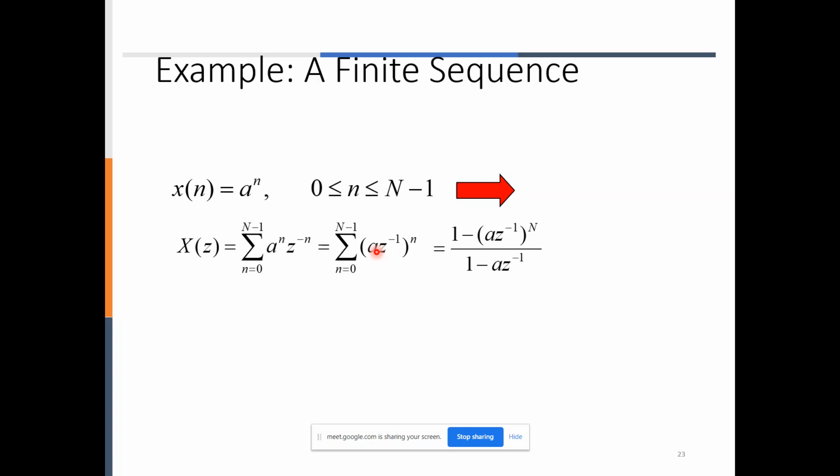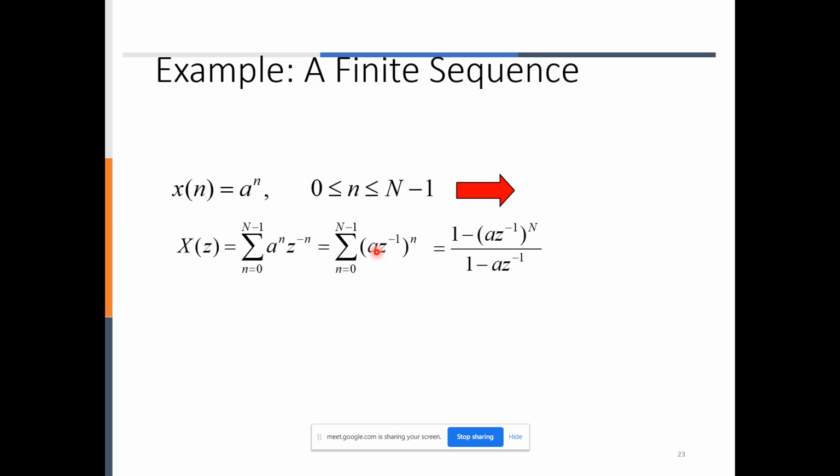Then again it can be written as 1 by z to the power N, because if we put this z inverse in common, then we get (z to the power N minus a to the power N) by (z minus a).